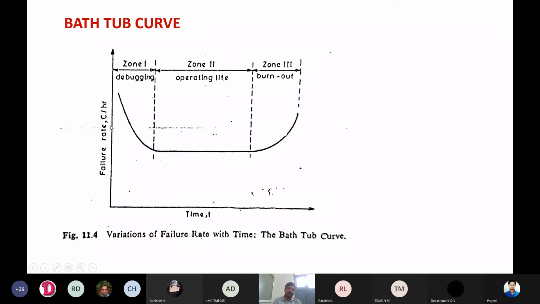If you plot a curve by considering failure rate and time for most of the products, it will follow this pattern. It is a typical curve, applicable for most of the products. Here also there are 3 zones: zone 1, zone 2 and zone 3. Zone 1 is debugging. Here the failure rate is high in the debugging and burnout phase, whereas failure rate is less in operating life.